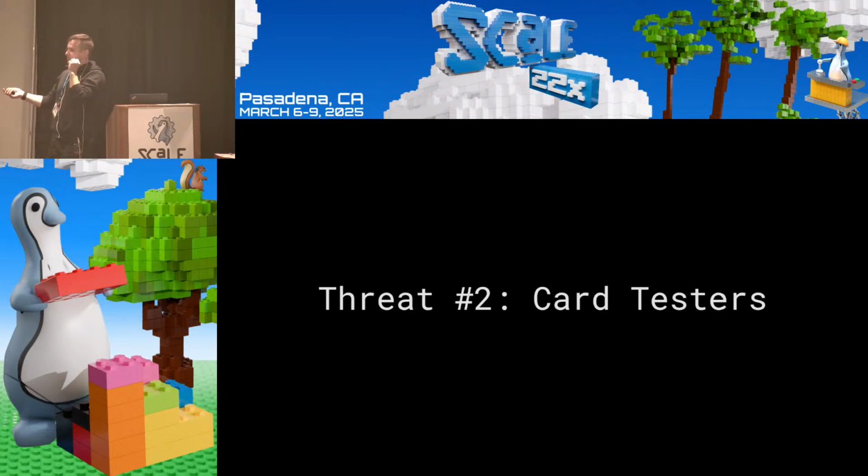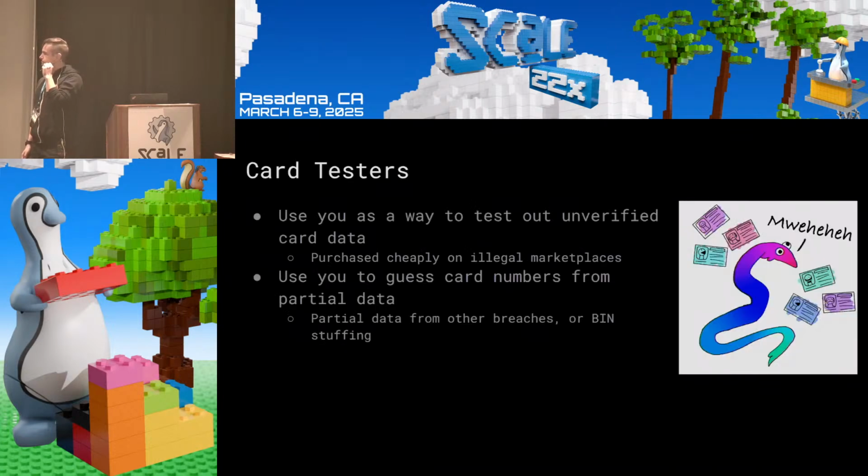That's it for data thieves. And now we'll get into the more interesting part. Card testers. Another illustration by my daughter.